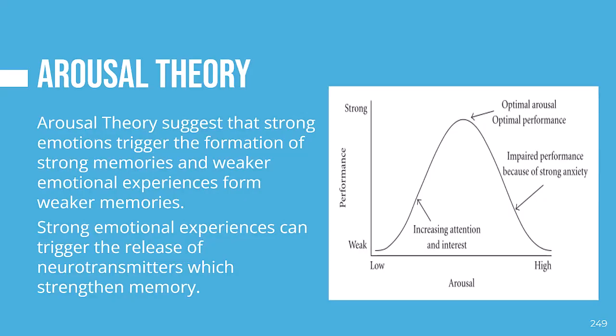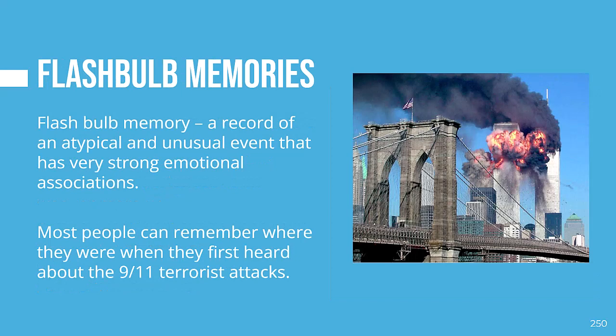The theory that suggests that strong emotions trigger the formation of strong memories and weak emotional experiences form weaker memories is called arousal theory. Some researchers use flashbulb memories as evidence of arousal theory. Flashbulb memories are exceptionally clear recollections of an important emotional event. It's the recall of very specific images or details about a vivid, rare, or significant event.